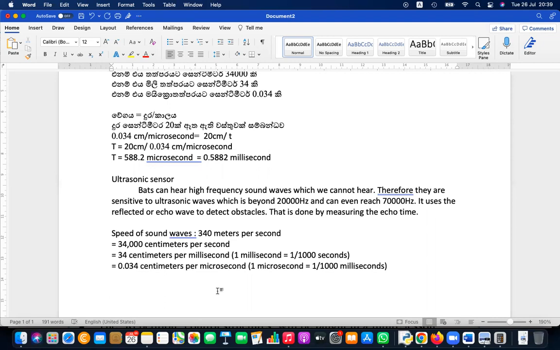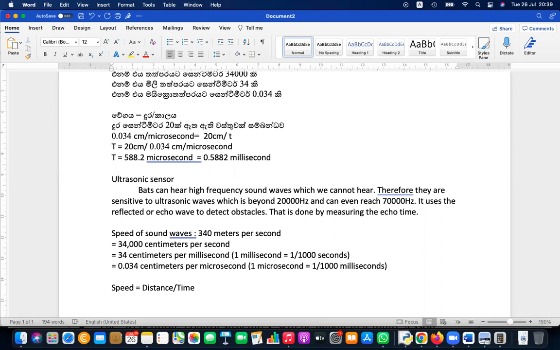Okay, so there is an equation for the speed or velocity. You can say speed or velocity is equal to distance divided by time. So that is the equation, right?